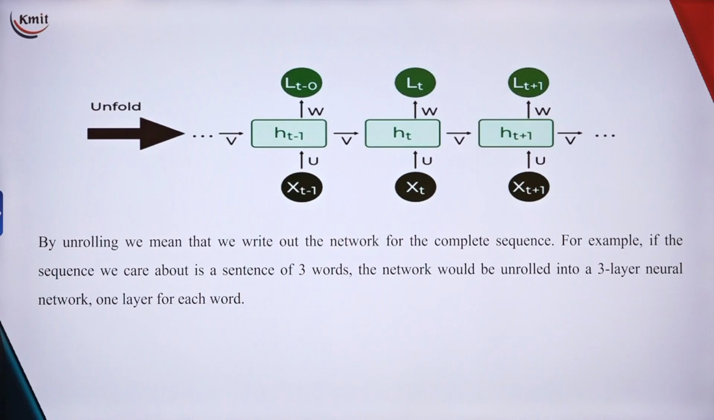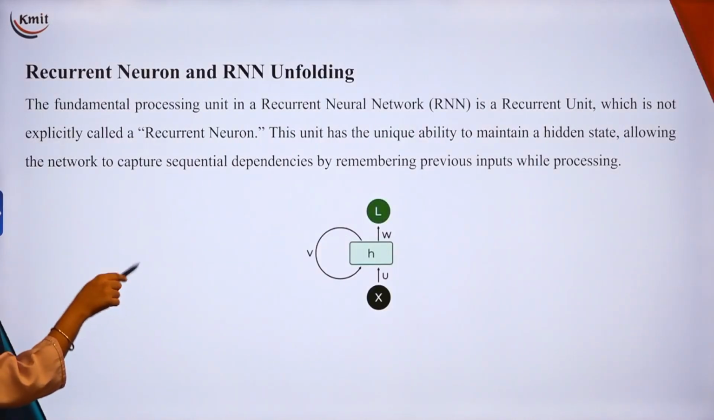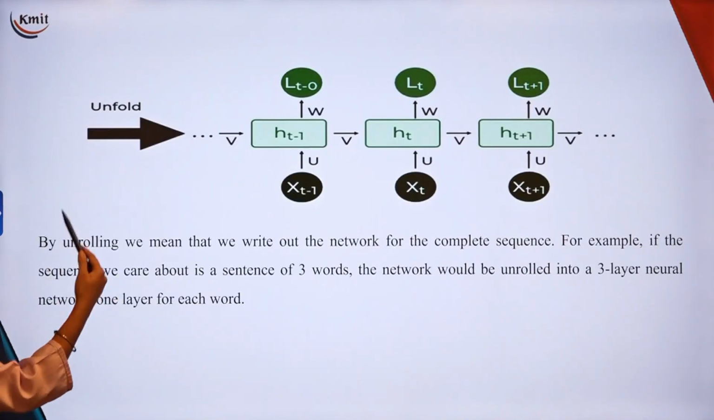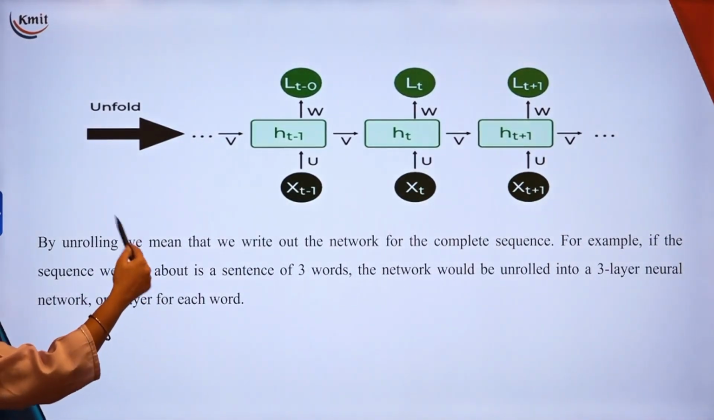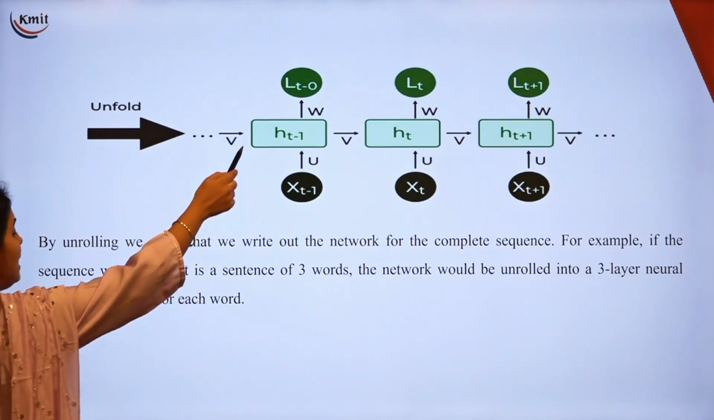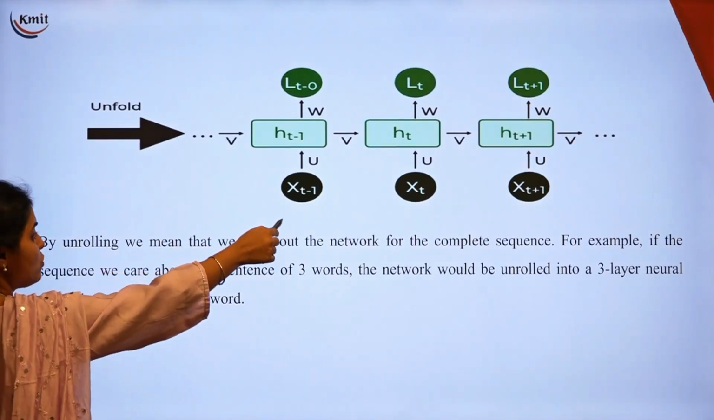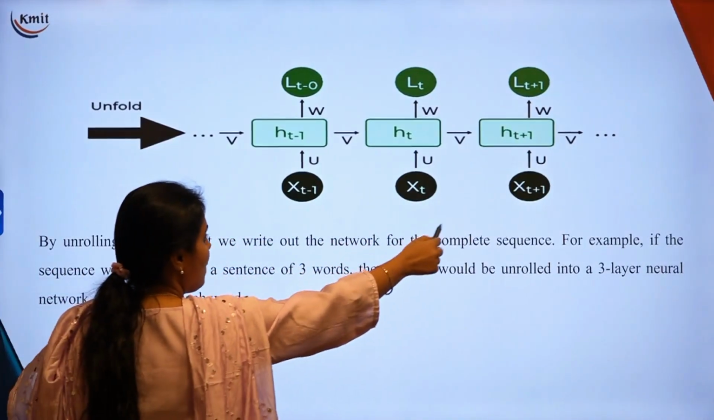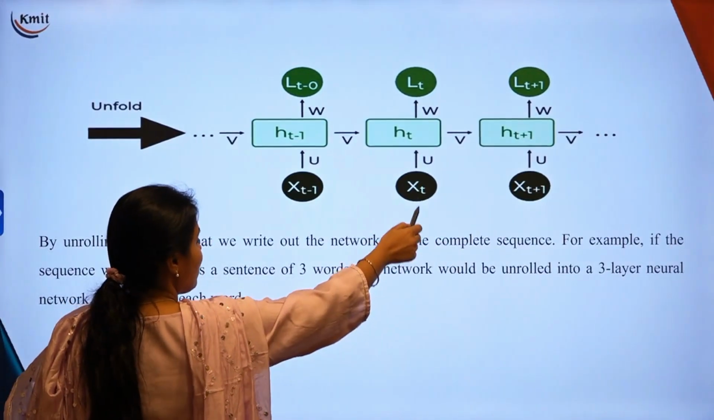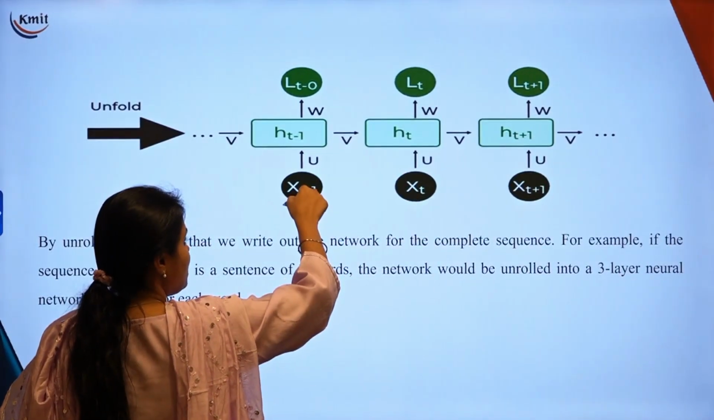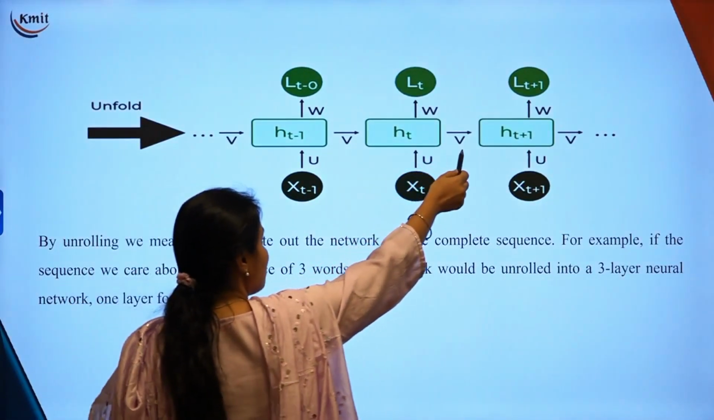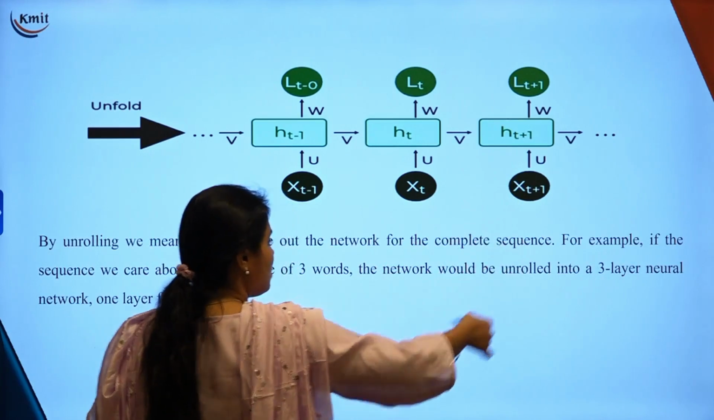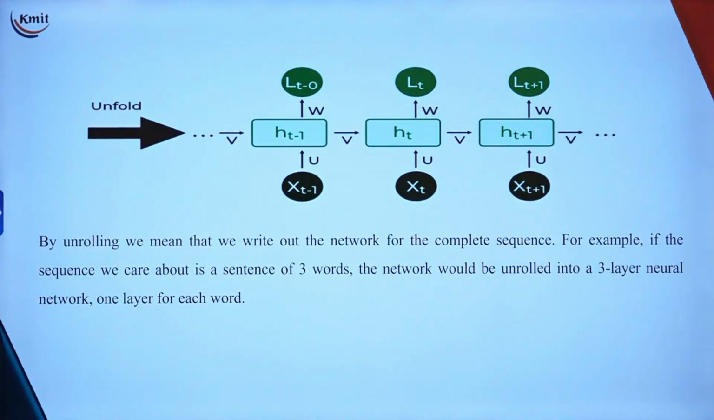If the sequence we care about has 3 words, the network would be unrolled into a 3-layer neural network. This is a simple, single neuron. When I talk about 3 words, we go for a 3-layer neural network, where one layer is used for one word. So this would be "I am Asha". If the current word I am processing is "am", "I" would be the previous word, which would be added together, and "am" would be given here for the V, and "Asha" would be added to that particular sentence. This concept is called unrolling.